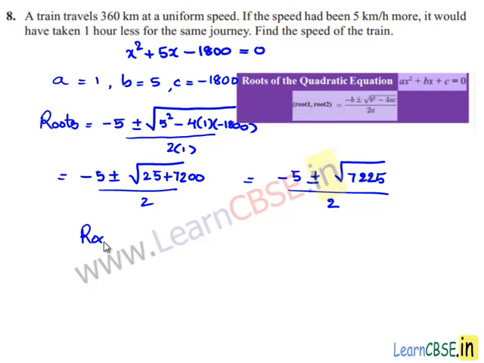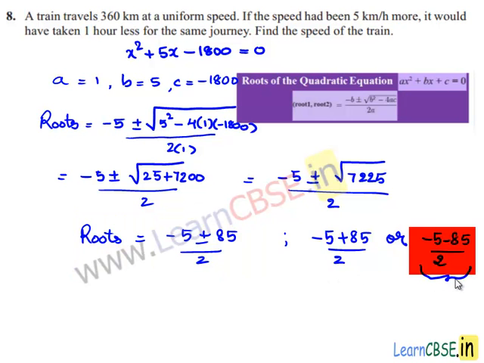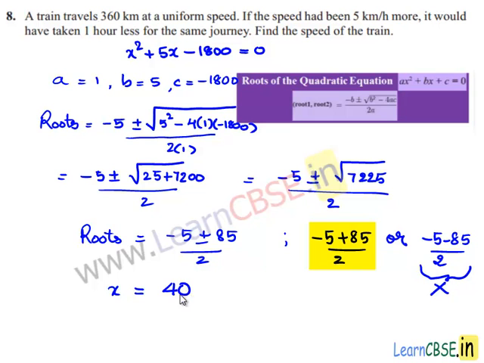So roots is equal to minus 5 plus or minus 85 divided by 2. The roots can be either minus 5 plus 85 divided by 2 or minus 5 minus 85 divided by 2. Since the speed cannot be negative, this value can be ignored. So the value of x will be minus 5 plus 85 divided by 2, which is 80 divided by 2, nothing but 40. Therefore, the speed of the train is equal to 40 km per hour.